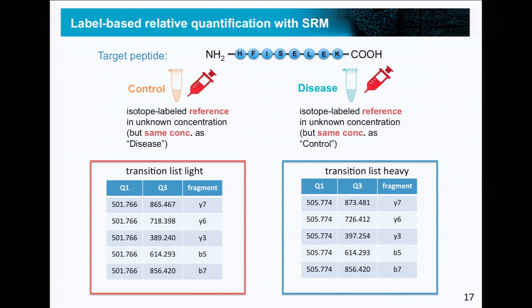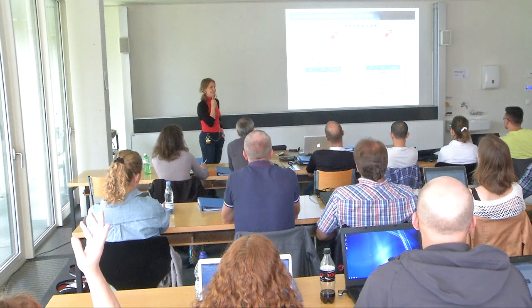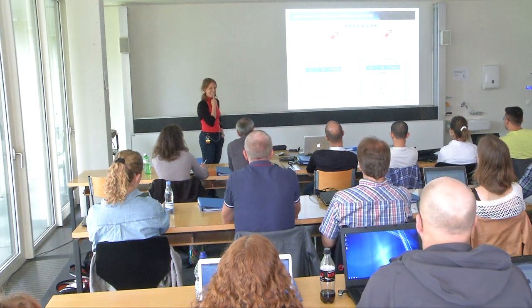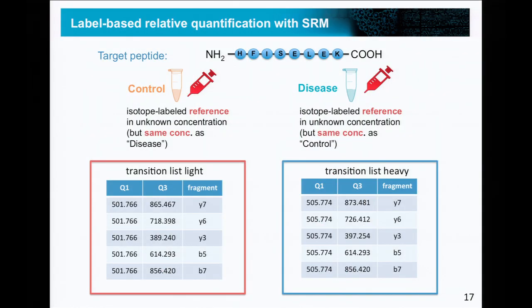Does anybody know why this is the case? Does that make sense? Is that an error? Is it correct? Why? Exactly, this is the heavy label lysine here, so all the fragments that are coming from the N-terminal end, all the B ions, will not carry the label. That's correct.